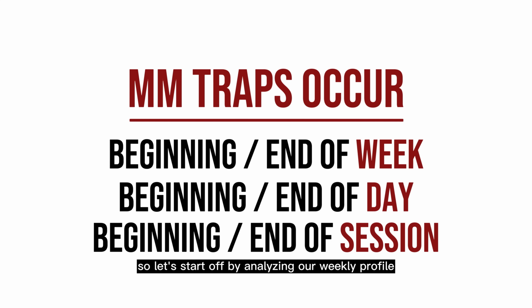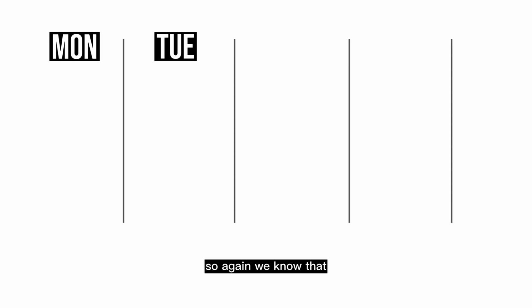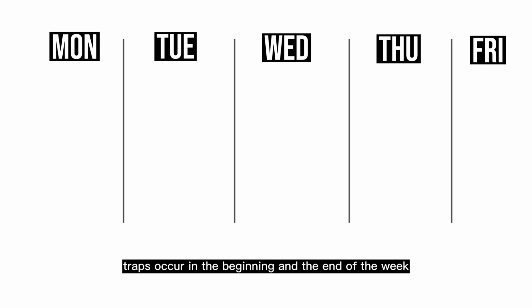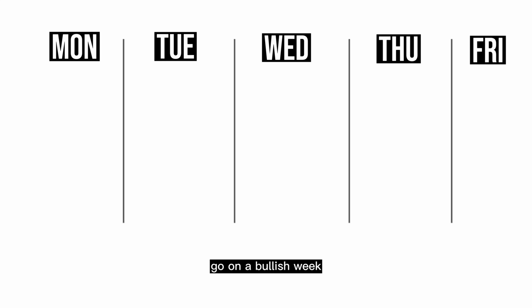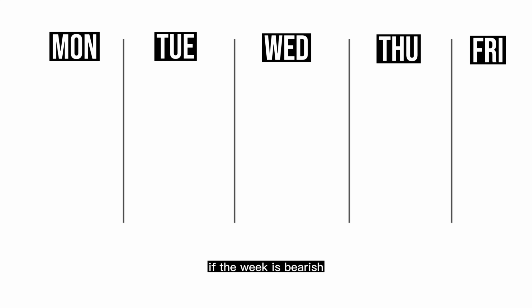So let's start off by analyzing our weekly profile, and we're going to build our approach from there. Let's talk about the weekly market maker cycle. So again, we know that traps occur in the beginning and the end of the week. So if price wants to go bullish, go on a bullish week, then the initial trap would be bearish, and vice versa. If the week is bearish, the initial trap would be bullish.